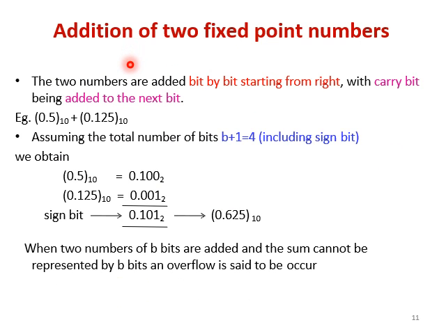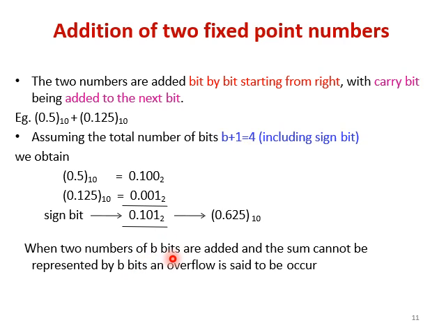Now I am going to represent addition of two fixed point numbers. For example, I am taking 0.5 and 0.125, right? First I am going to add these two numbers. Obviously I am going to get 0.625, but before that I am going to convert the decimal into binary, and similarly 0.125 decimal into binary. We are going to assume the total number of bits is b plus 1, which is equal to 4, including the sign bit.